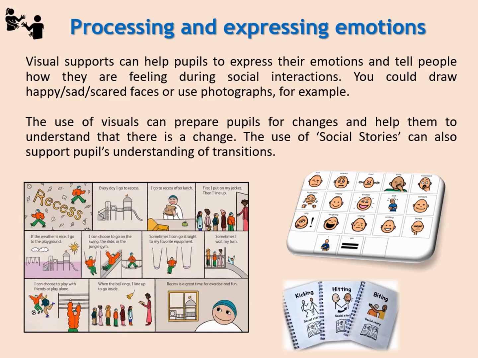Processing and expressing emotions. Visual supports can help pupils to express their emotions and tell people how they're feeling during social interactions. You could draw happy, sad, scared faces or use photographs, for example. The use of visuals can prepare pupils for changes and help them to understand that there is a change. The use of social stories can also support pupils' understanding of transitions.